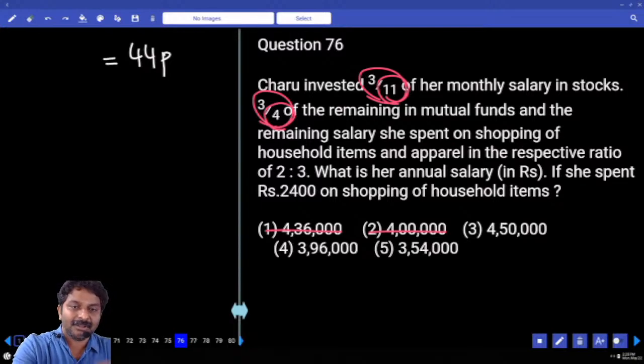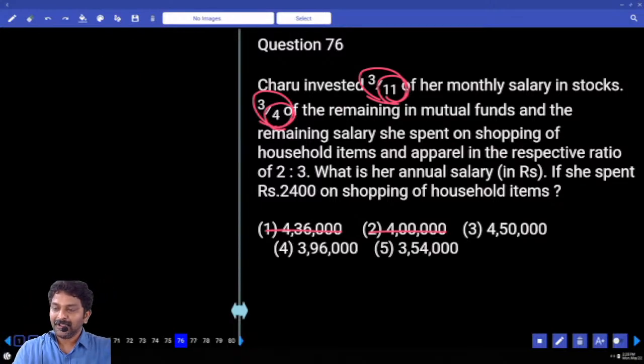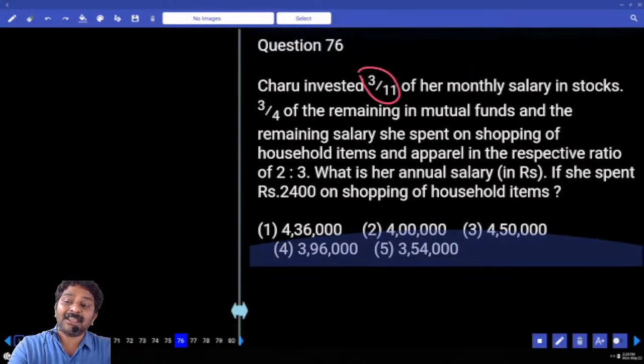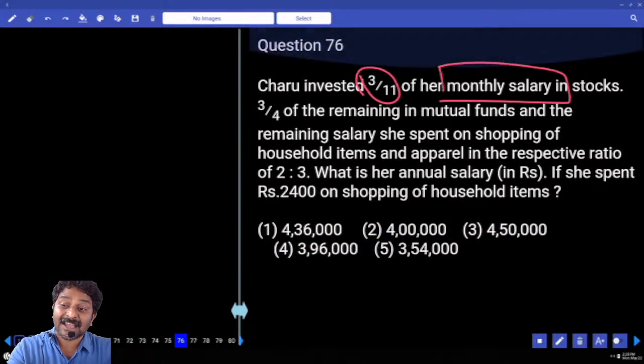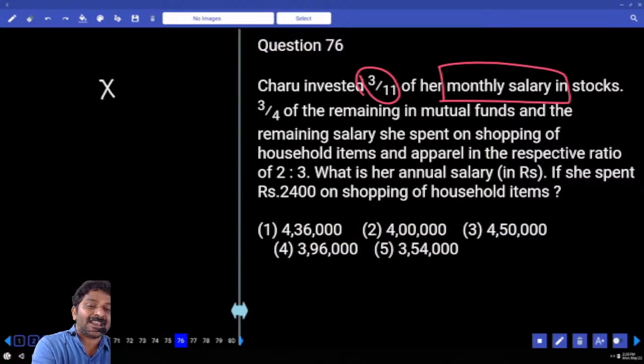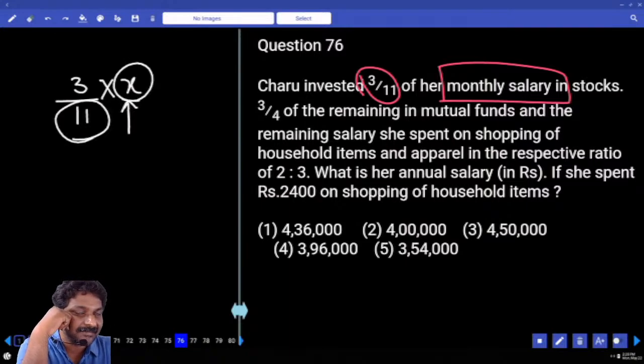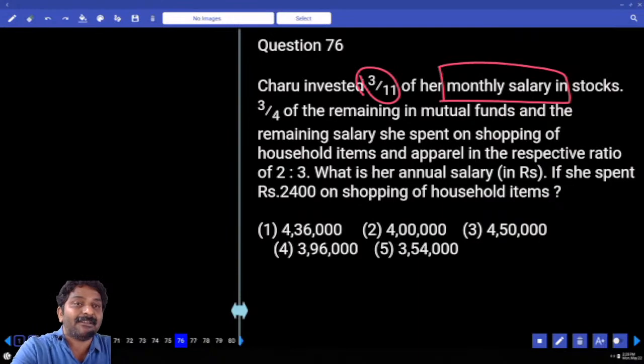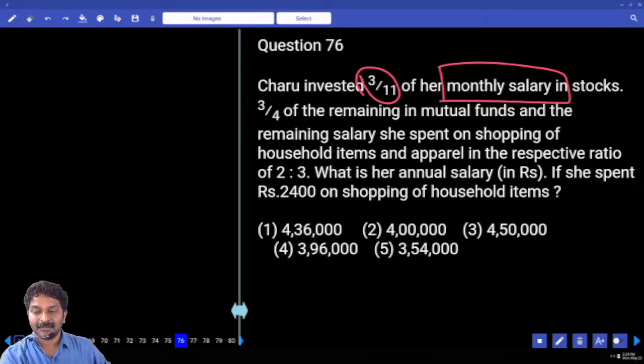Instead of that also, when you are able to calculate 3/11 of your monthly salary, if the monthly salary is X, X must be 11 multiple, then only you can cancel 11, right? That means monthly salary must be 11 multiple. Yearly salary also should be 11 multiple. Already first and second eliminated.